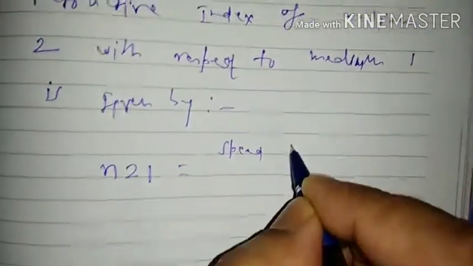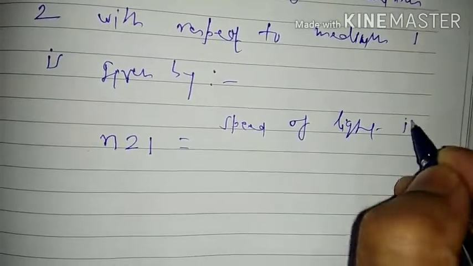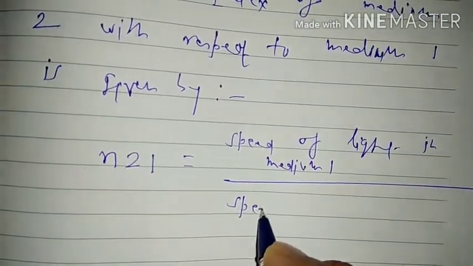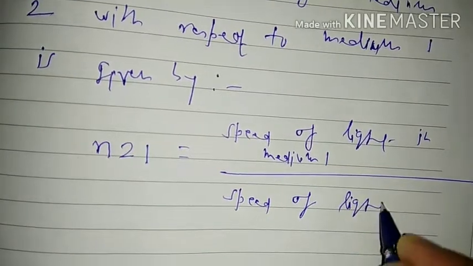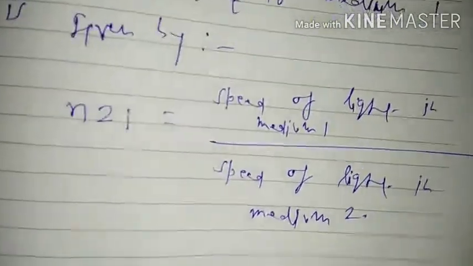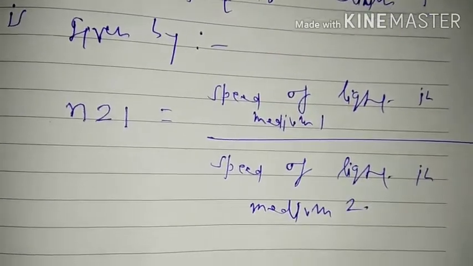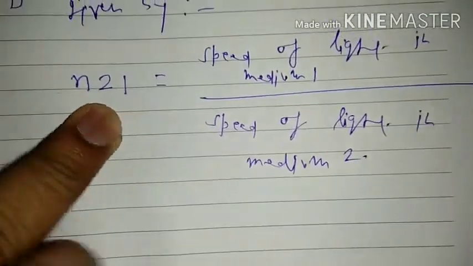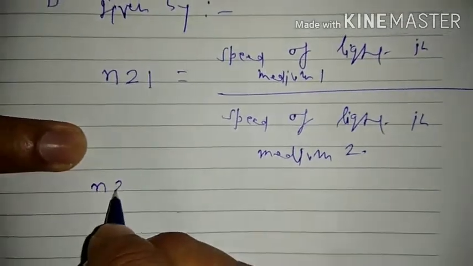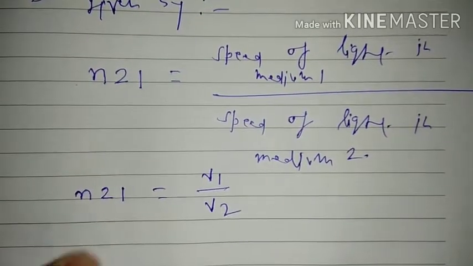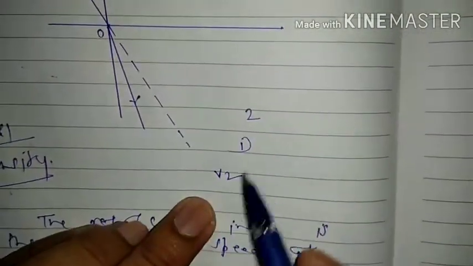It indicates the refractive index of medium 2 with respect to medium 1, and this is equal to the speed of light in medium 1 divided by the speed of light in medium 2. It is something technical: rays of light travel from medium 1 and go to medium 2, so we write the refractive index of medium 2 with respect to medium 1, which is equal to V1 by V2, where V1 is the speed of light in medium 1 and V2 is the speed of light in medium 2.